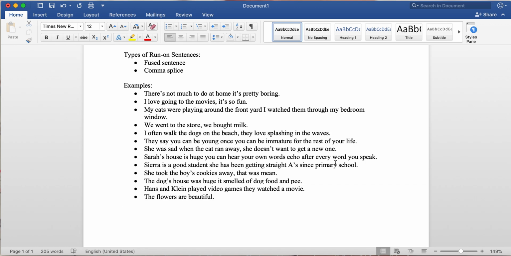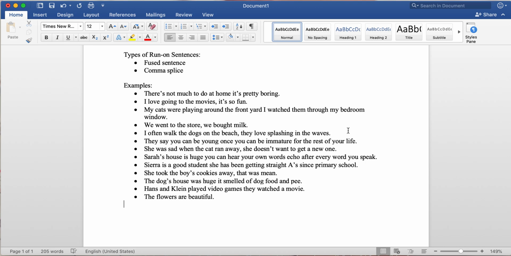The next one, I love going to the movies. It's so fun. Now, this one is a comma splice, and the reason for that is because comma splice means that there are two or more independent clauses with a comma but no coordinating conjunction. The next example, the third one: my cats were playing around the front yard. I watched them through my bedroom. This one would be a fused sentence because there are no marks of punctuation or coordinating conjunction. The next one, we went to the store, we bought milk. This one is a comma splice because we're missing that coordinating conjunction.